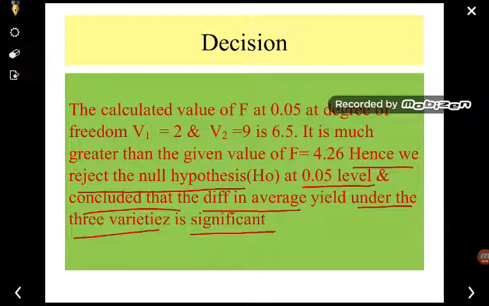So this was about how to solve an example related to the ANOVA. The next example will be given to you tomorrow. You just try to solve it. If there is any problem, I will let you know.